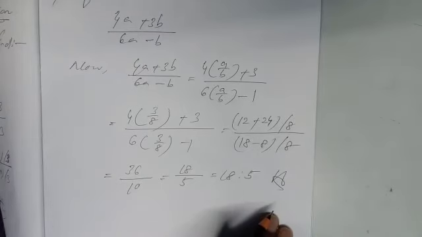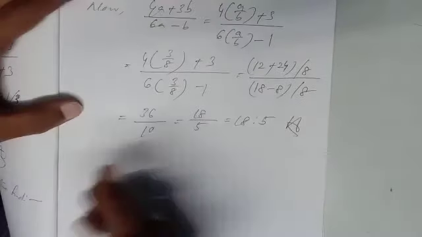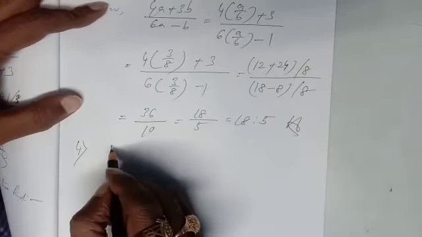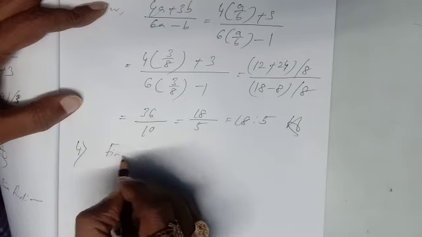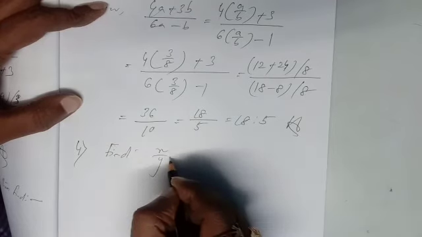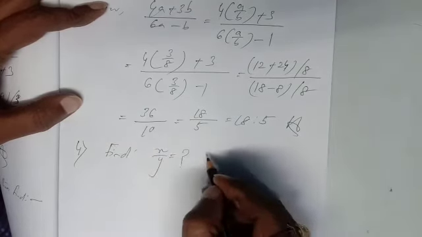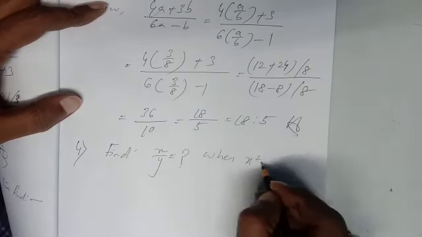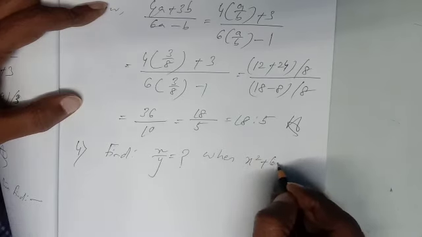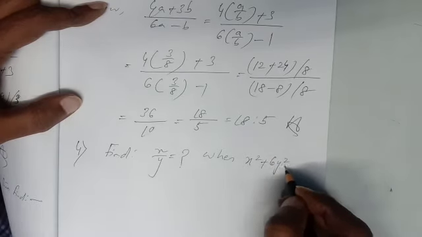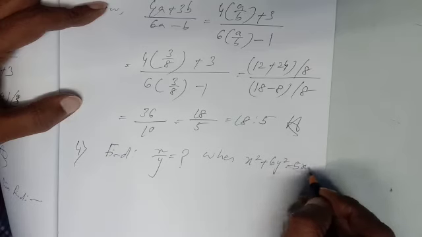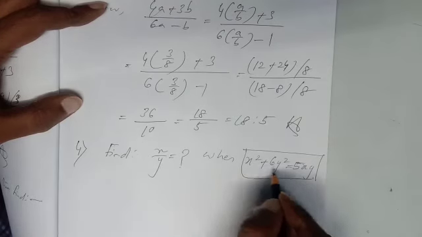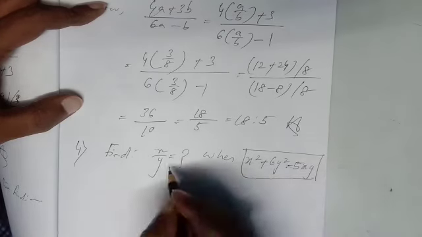Let us go to the next number. Just see question number 4. What is given here? You have to find x by y, when x square plus 6y square is equal to 5xy. Sorry, x square plus 6y square equal to 5xy. It is given, and you have to find out x by y.